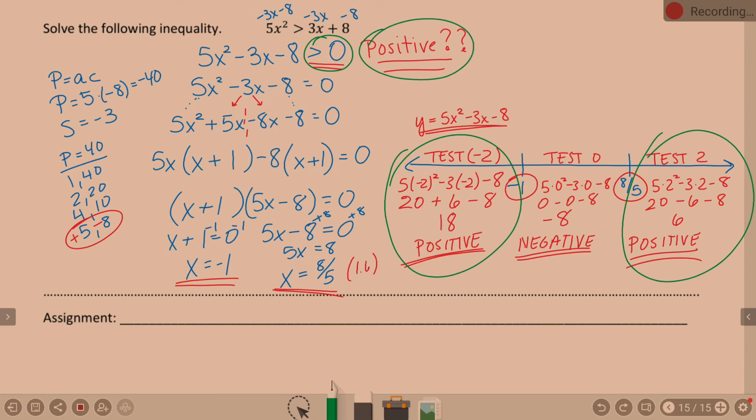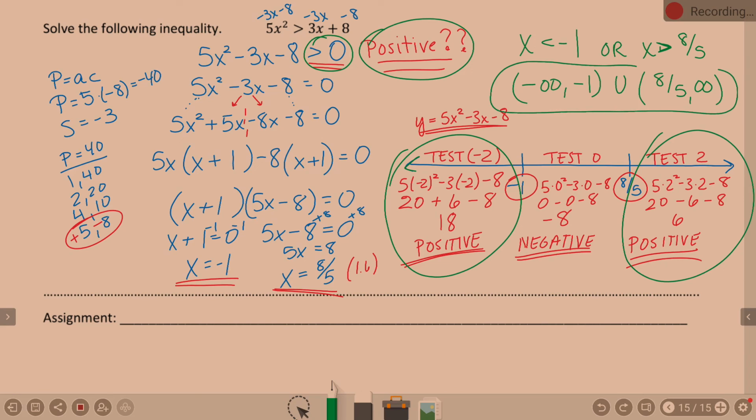So it's positive when x is less than -1 or when x is greater than 8/5. As interval notation, less than -1 starts over here at negative infinity to -1, union, when does this positive interval start? 8/5 to positive infinity.